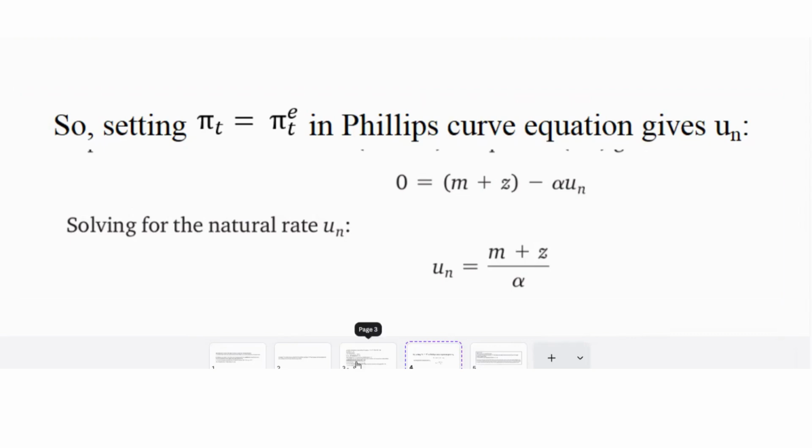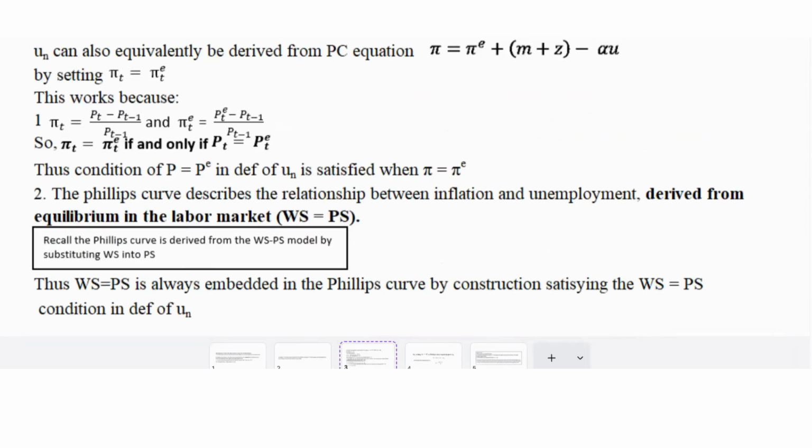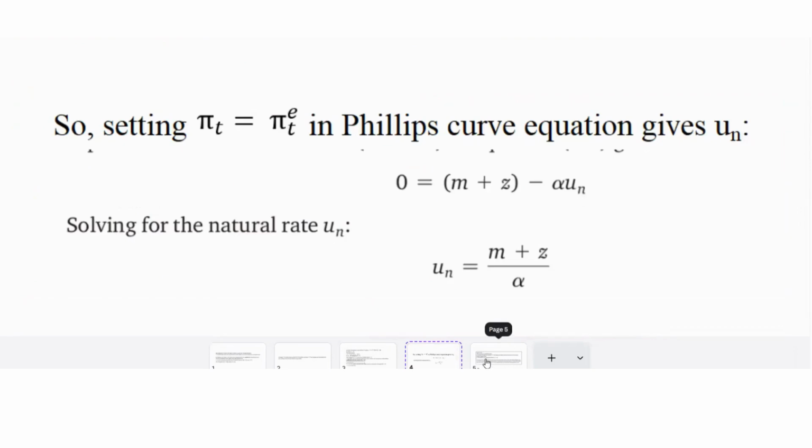So when we set pi equal to pi e in the Phillips curve equation, this just becomes 0 equals m plus z minus alpha un, and here we can find the natural rate of unemployment.